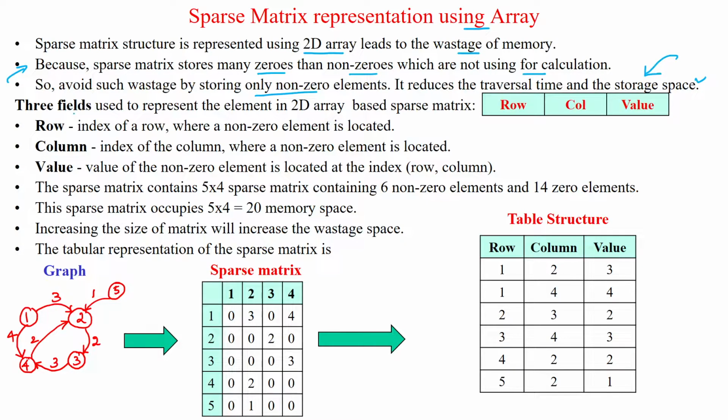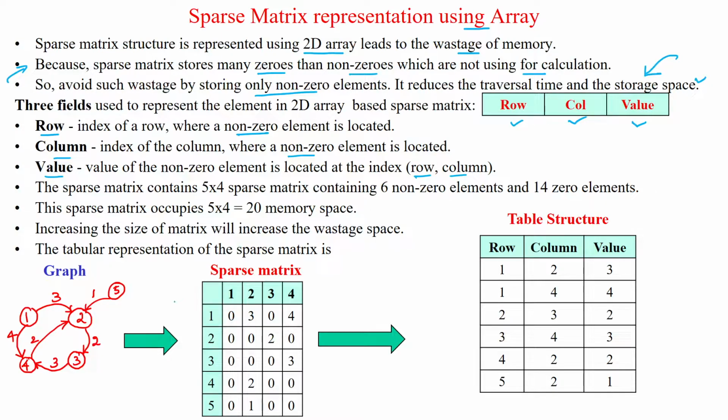The array representation for a sparse matrix has three fields: row number, column number, and value. Row indicates the row number in which the non-zero element is available, and column is the column number which has the non-zero element. Value is the non-zero element which is located in that row and column.